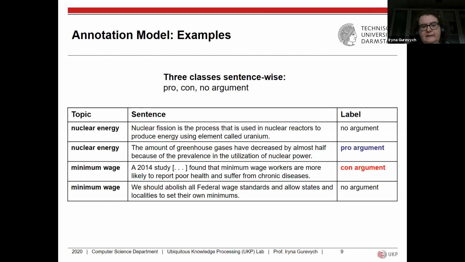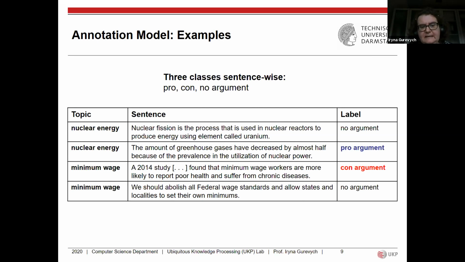This is an example of how the scheme is applied in practice. For the topic nuclear energy, we have a sentence: nuclear fission is the process that is used in nuclear reactors, and so on. This is a definition. Because of this, we attach a label no argument. The second one is as follows: the amount of greenhouse gases have decreased by almost half because of the prevalence in the utilization of nuclear power. So this sentence includes a reason why nuclear energy is good. So we attach a label pro argument.